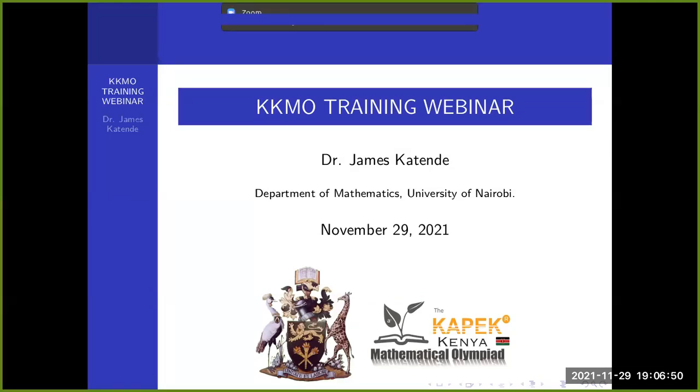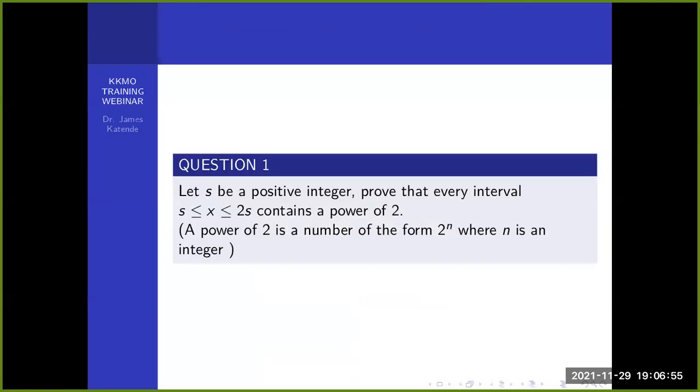So we'll just go straight to the first question, and it says the following. Let S be a positive integer. Then we need to prove that every interval S less than or equal to X less than or equal to 2S, inclusive of the endpoints, will contain a power of 2. A power of 2 is simply a number of the form 2 raised to n, where n is an integer.